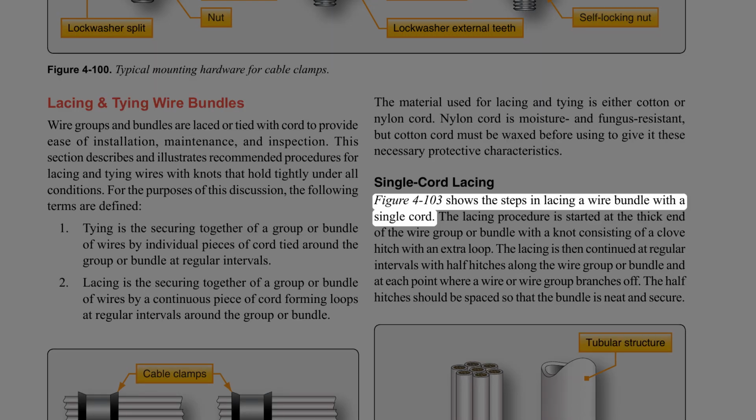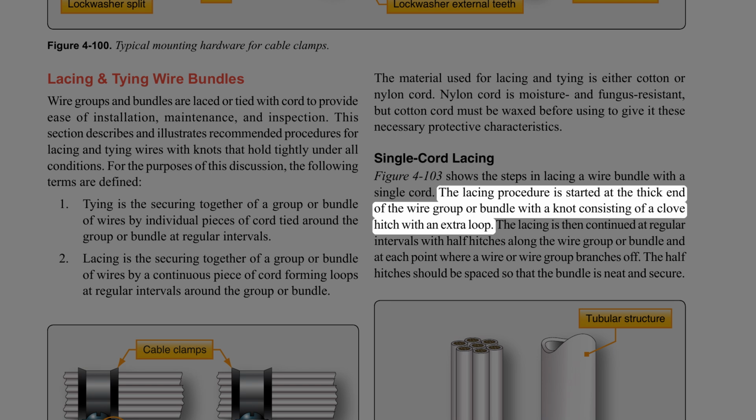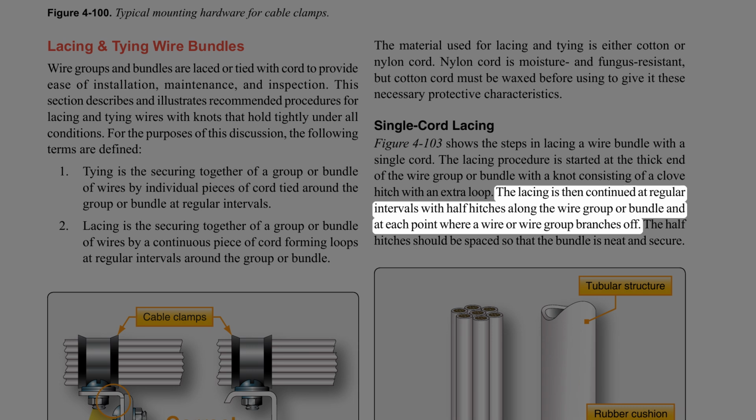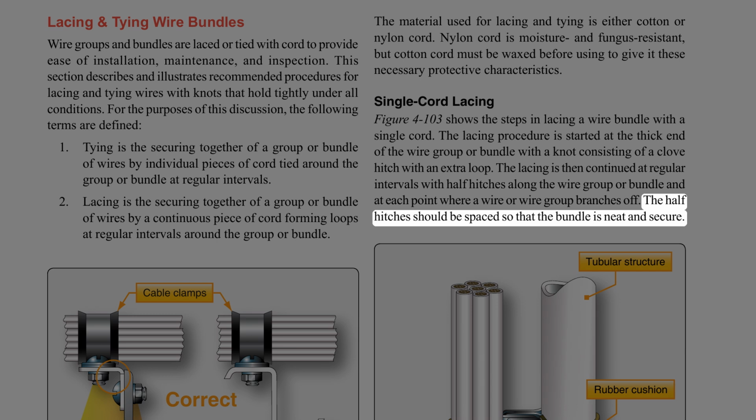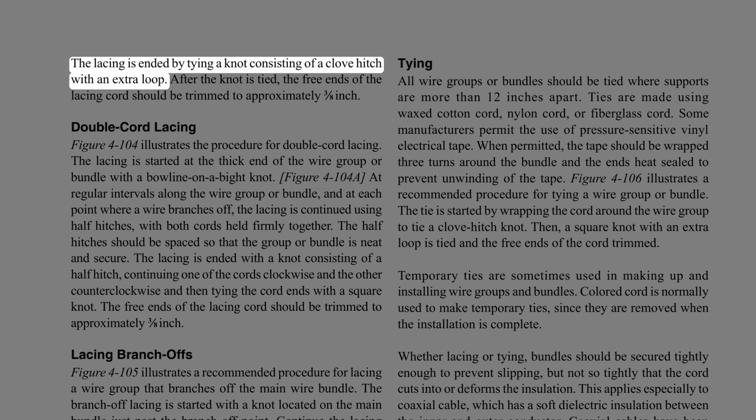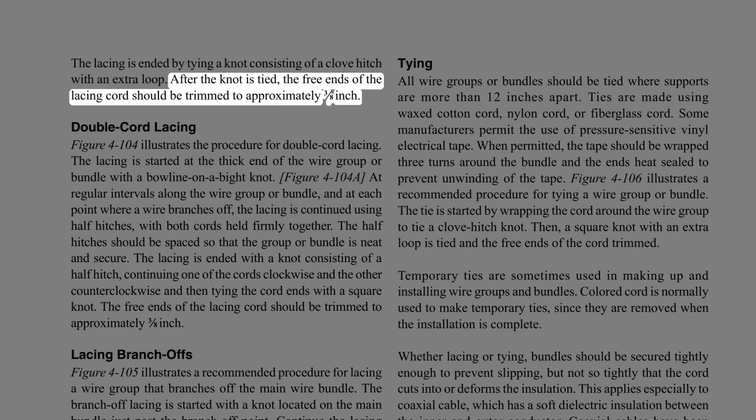Figure 4-103 shows the steps in lacing a wire bundle with a single cord. The lacing procedure is started at the thick end of the wire group or bundle with a knot consisting of a clove hitch with an extra loop. The lacing is then continued at regular intervals with half hitches along the wire group or bundle and at each point where a wire or wire group branches off. The half hitches should be spaced so that the bundle is neat and secure. The lacing is ended by tying a knot consisting of a clove hitch with an extra loop. After the knot is tied, the free ends of the lacing cord should be trimmed to approximately 3/8 inch.